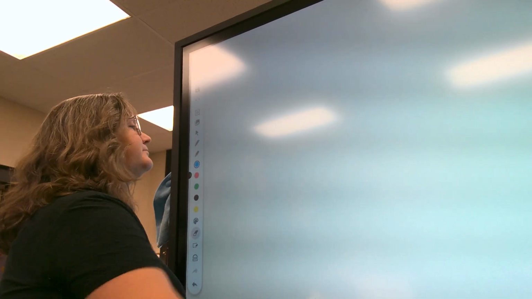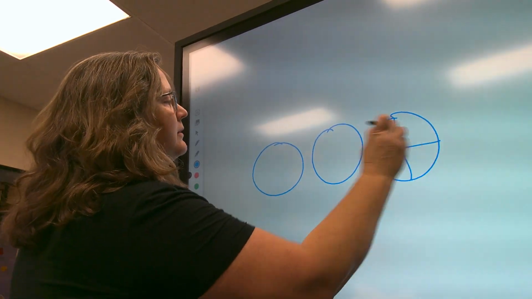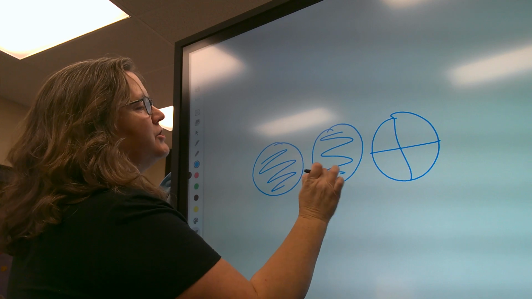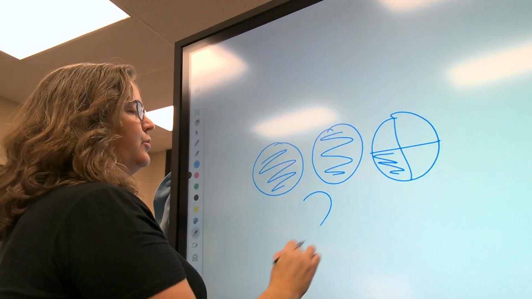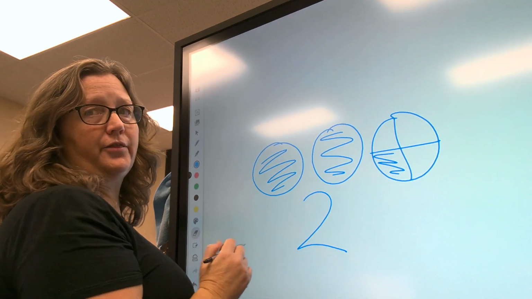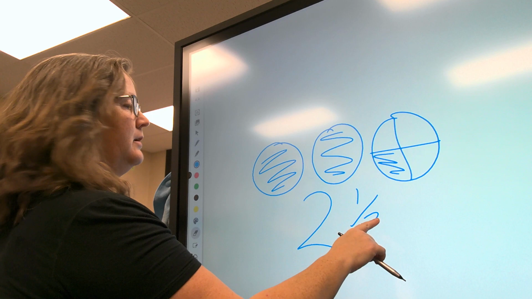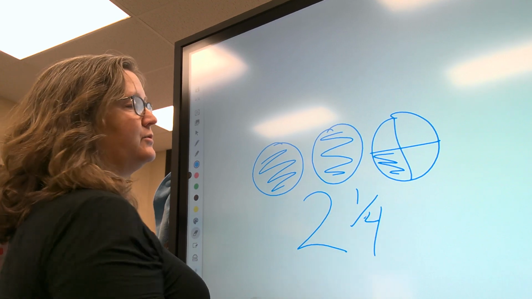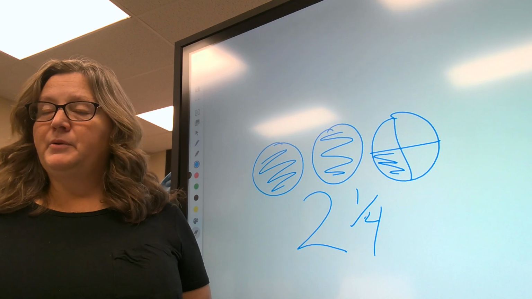Remember, I would do like 1, 3. And how many whole shapes do I have shaded in? Lux? 2. I have 2 whole shapes shaded in. What part of the third shape? 1/4. So my mixed number would be 2 and 1/4. Now we're going to do mixed numbers on a number line, okay?